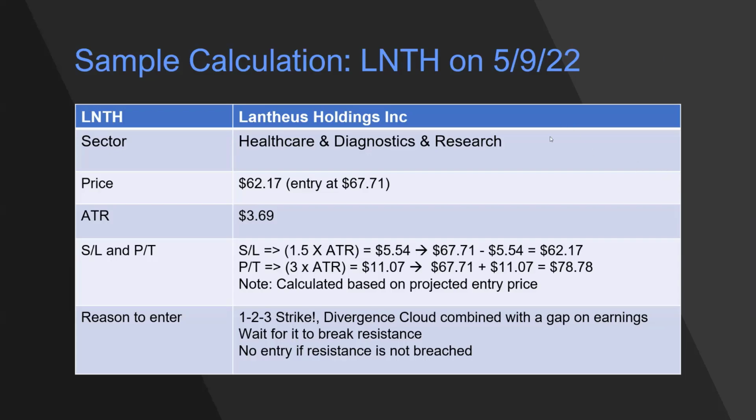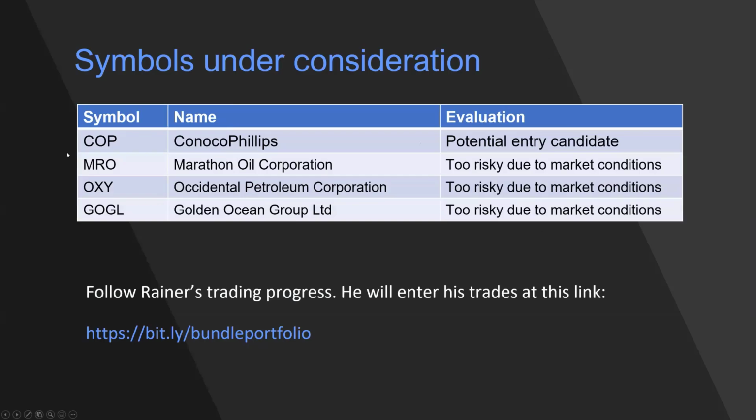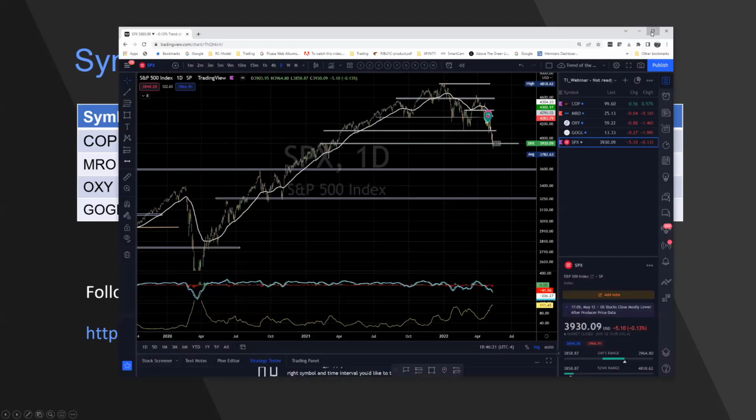Today, what we will look at, I found a few stocks that we should look at. That's ConocoPhillips and Marathon Oil. Oxy is another petroleum company, and the Golden Ocean Group. These are stocks that are showing up right now, but as you can see pretty soon, let me show you a couple of things here.